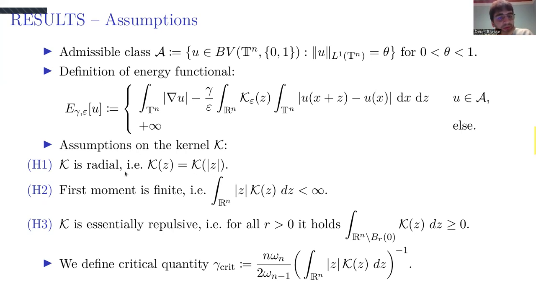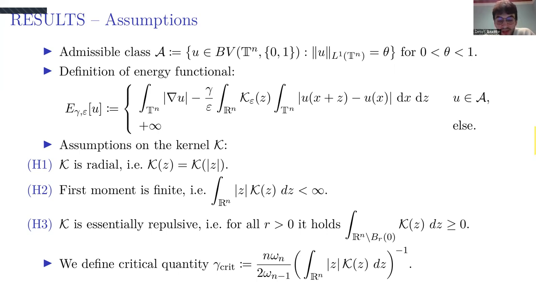Now let me give you some assumptions on the kernel. Please note that K epsilon is a dilation of one kernel K. I'm talking now about this one kernel K, and I say it has to satisfy three assumptions. First, it is radial, which you can see there. We also impose that the first moment is finite, and something we call essentially repulsive. K is essentially repulsive, which means no matter what I remove at the origin, the integral always stays positive.